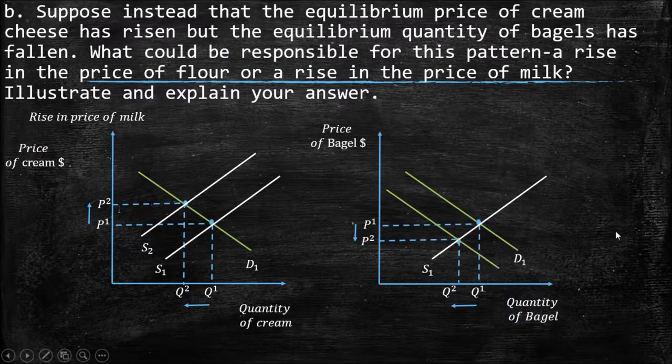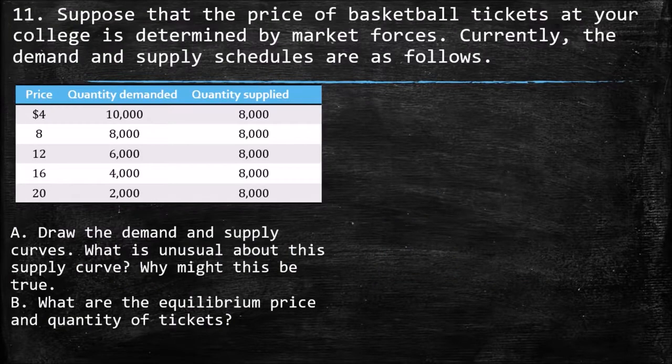Okay. The next point says, suppose that the price of basketball tickets at your college is determined by market forces.